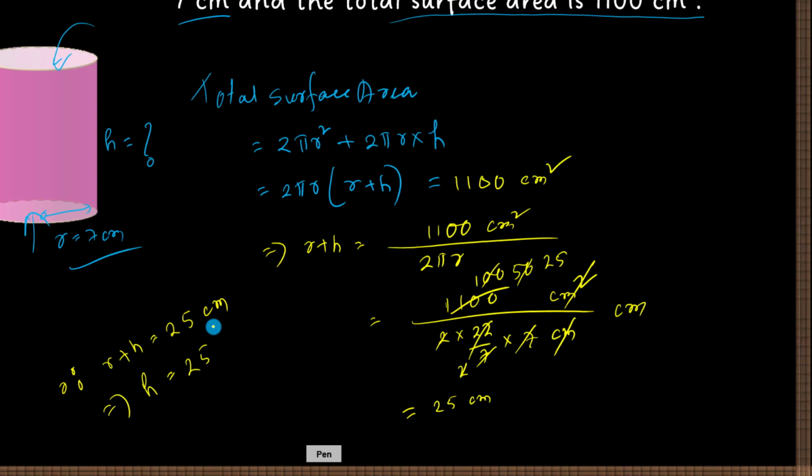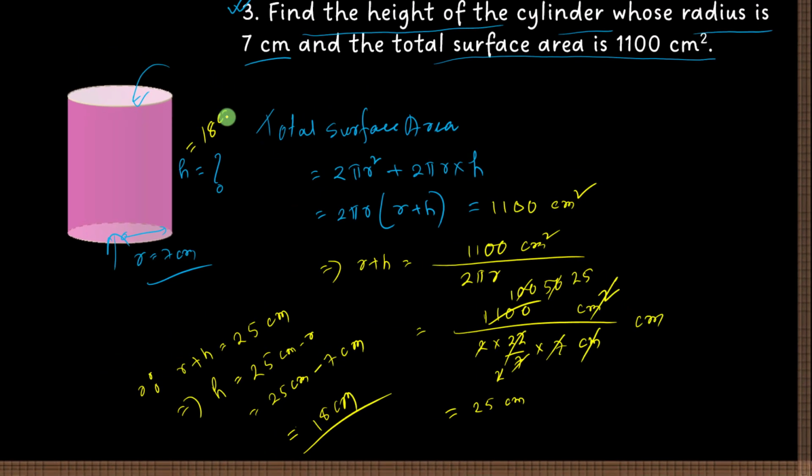h is equal to 25 centimeter minus r, and r is given, that is 7 centimeter. This is equal to 18 centimeter. So the height h is equal to 18 centimeter.